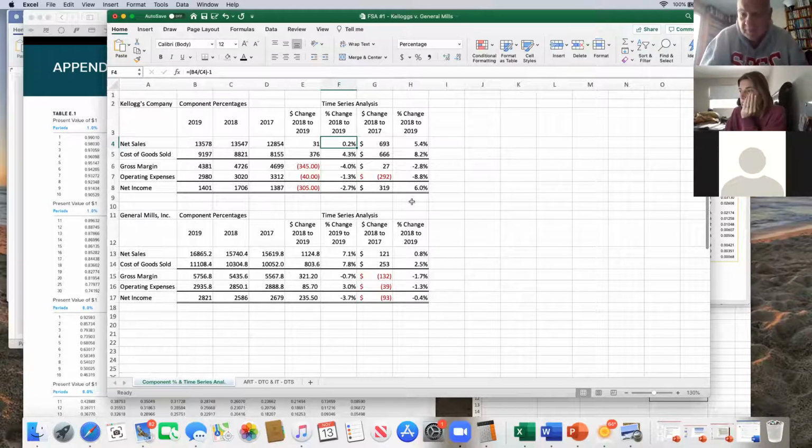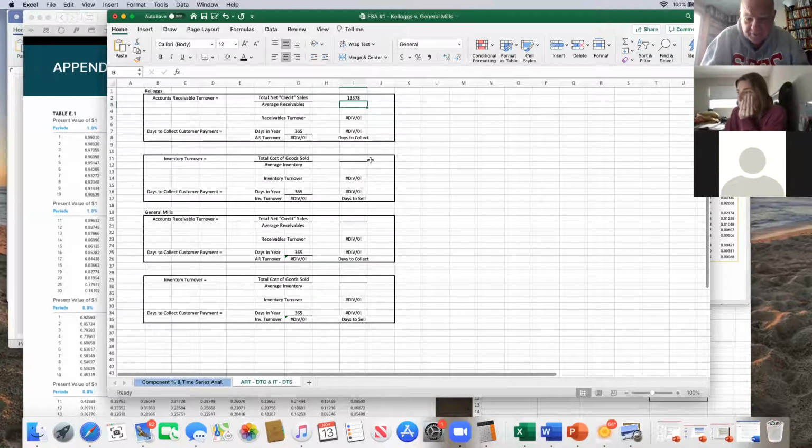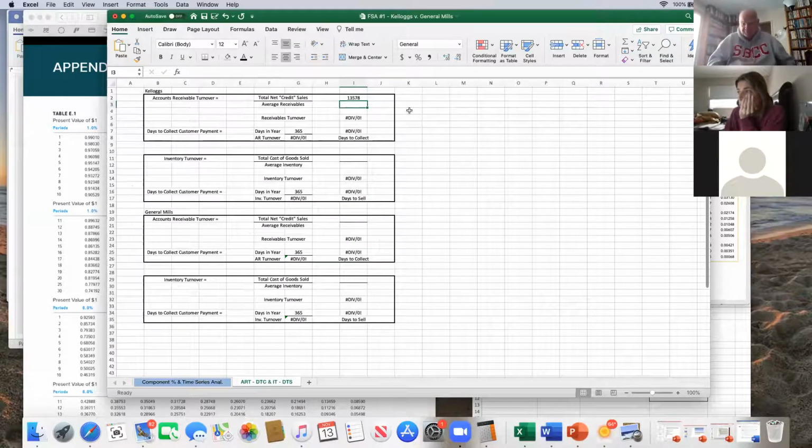Okay. Now here's the part you haven't seen. Go to the next page, please. And this is now in Canvas. I put this in Canvas. You have to come up with the receivables turnover and inventory turnover for each company, and the days on hand. Okay. And then talk about it.